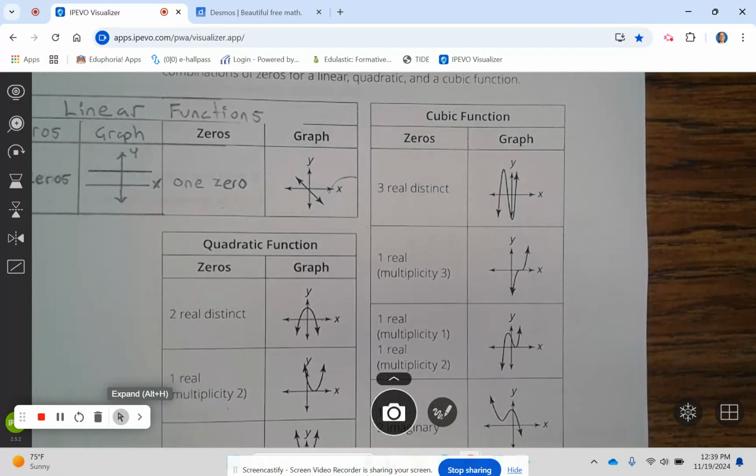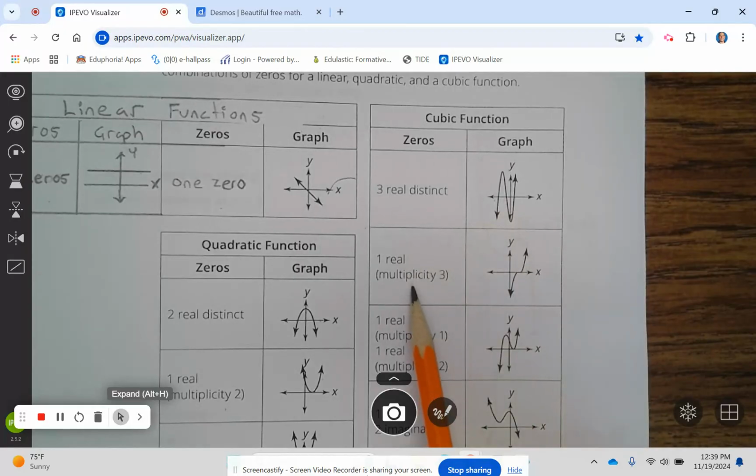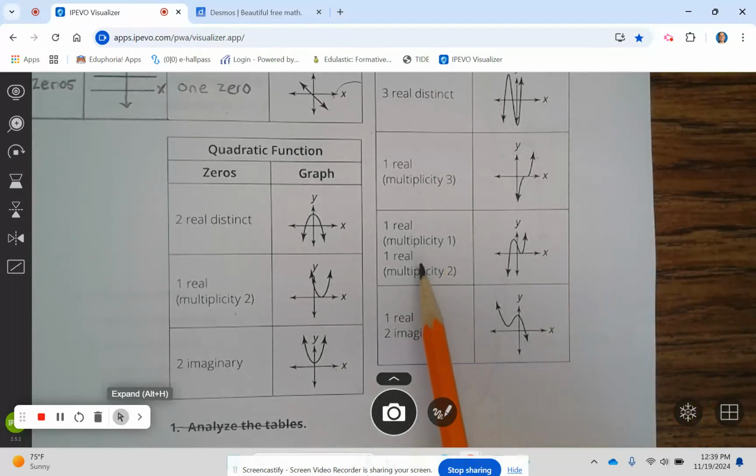And then for a cubic function, 3 distinct real zeros is 1, 2, 3, crosses 3 times. 1 real multiplicity, it comes up, touches and turns up. 1 real multiplicity of 1, and then 1 real multiplicity of 2, crosses once, goes up, touches and turns. And then 1 real, 2 imaginary. Here's where the 2 imaginary would occur, and here's the 1 real.